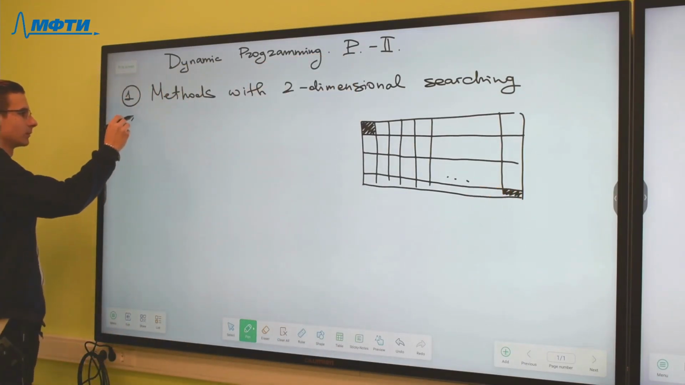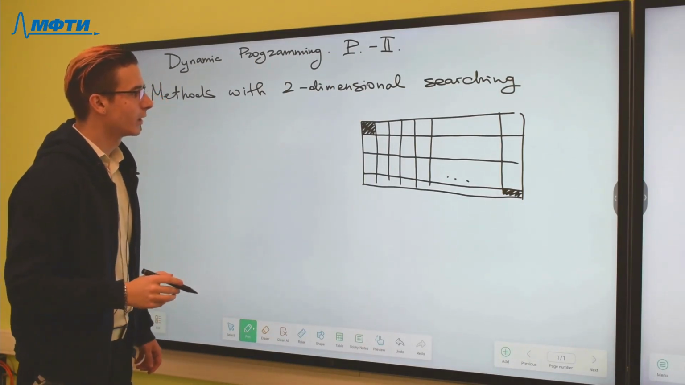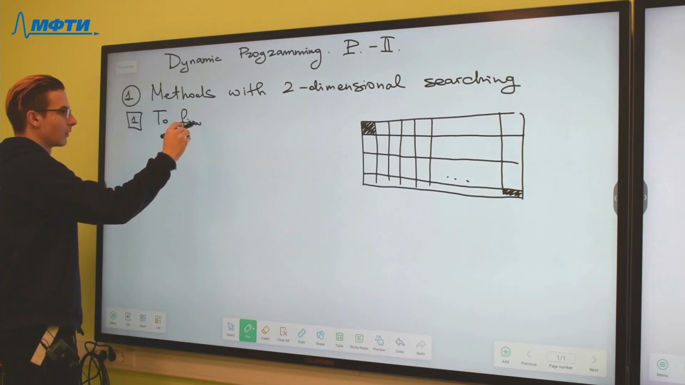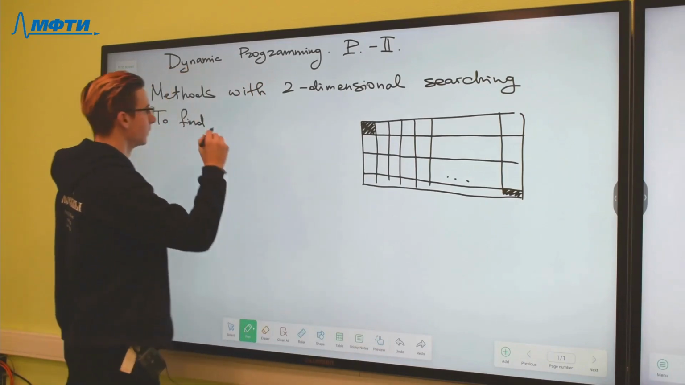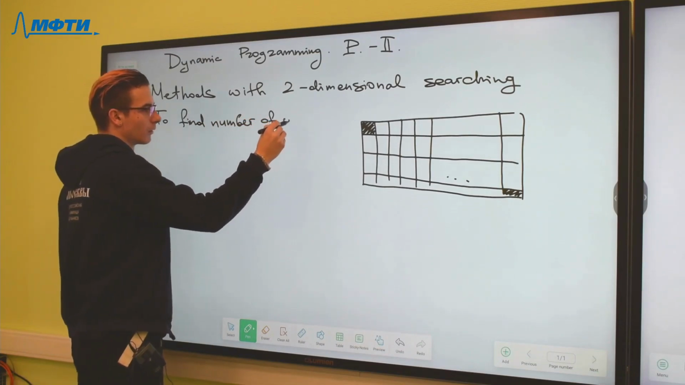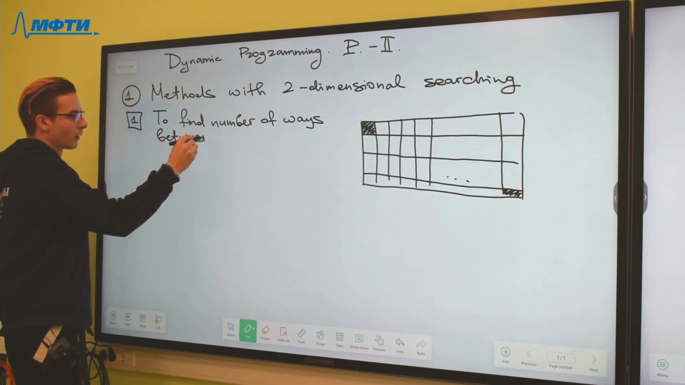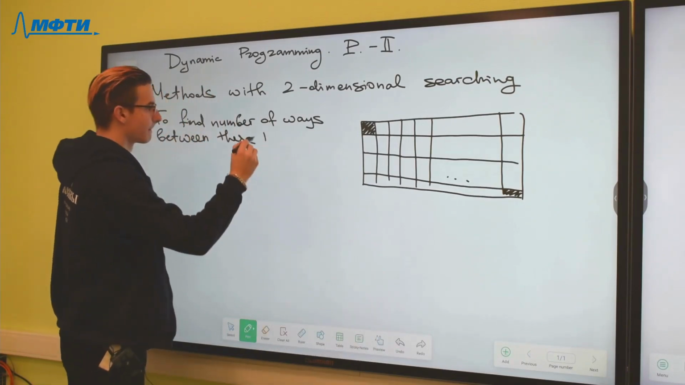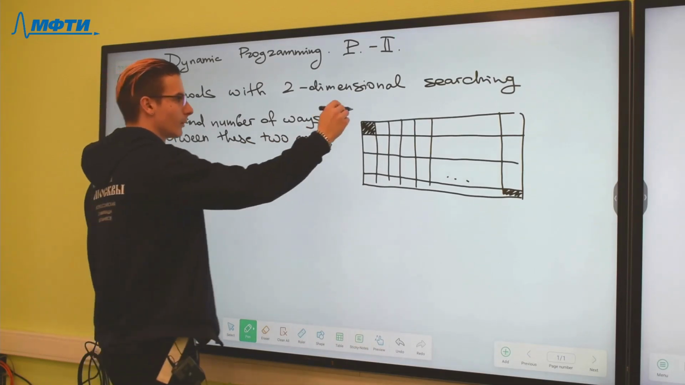And firstly, we can set the problem to find the number of ways between these two cells, A and B.